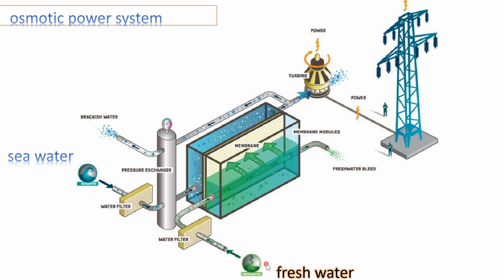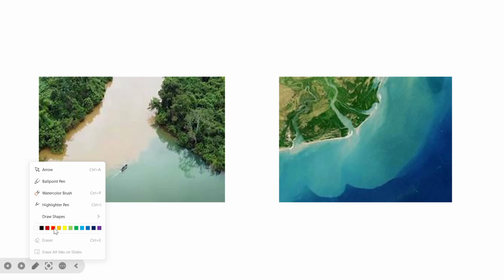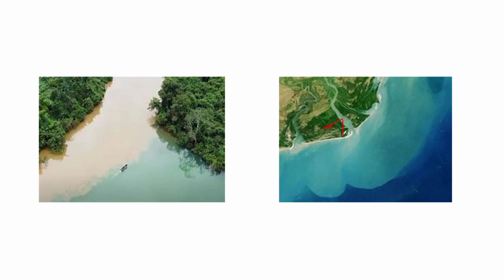Here you can say this is the river part and this is the sea part, the river and sea mixer. So the plant should be in that area. Here we can apply the system. When the sea and river mix, here is the sea, and that mixing can create a system.